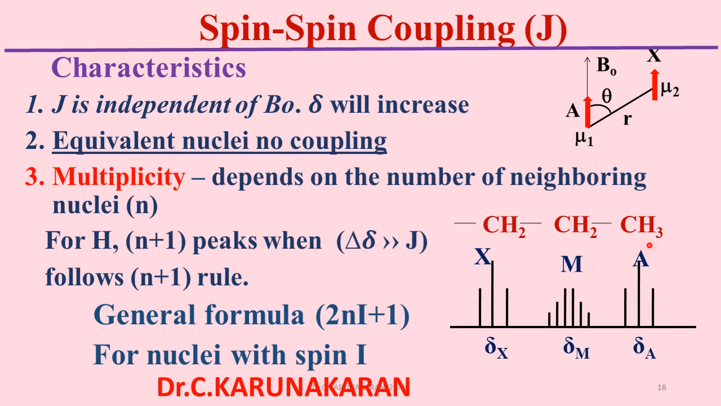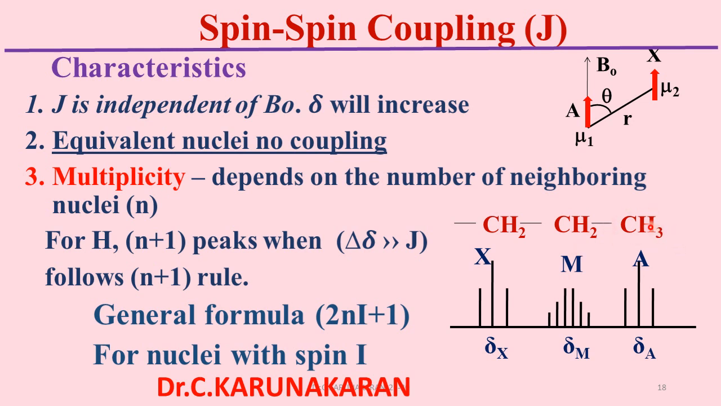Let us consider this example. This CH3 proton couples with this proton due to spin-spin coupling. This proton does not couple with this proton. We'll see further: only one-bond, two-bond and three-bond couplings are appreciable. One five, one six, one seven, those long-bond couplings are not observed. Therefore, the CH3 proton couples with the CH2 proton.